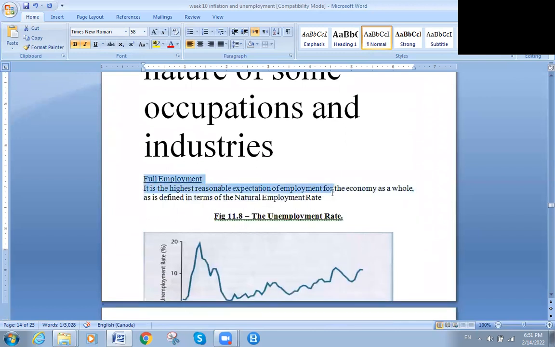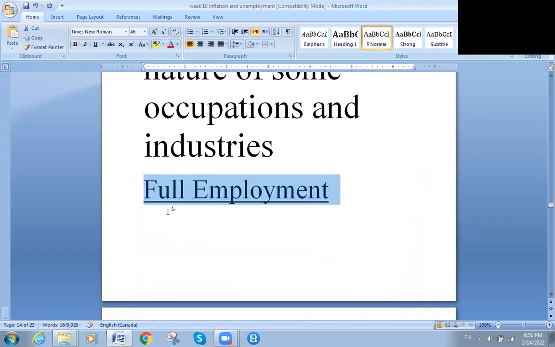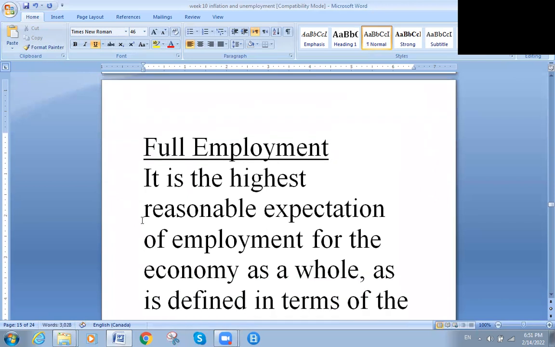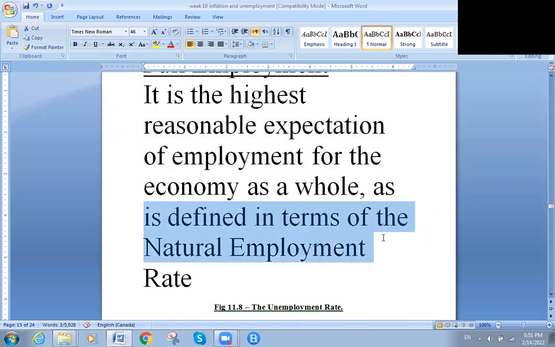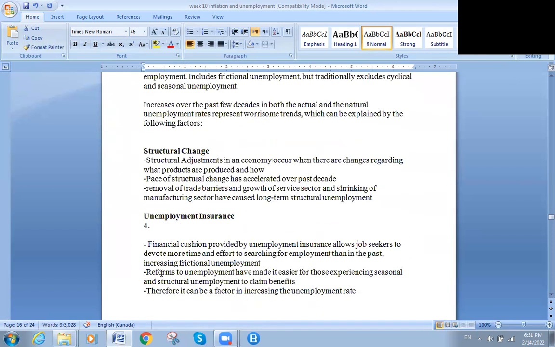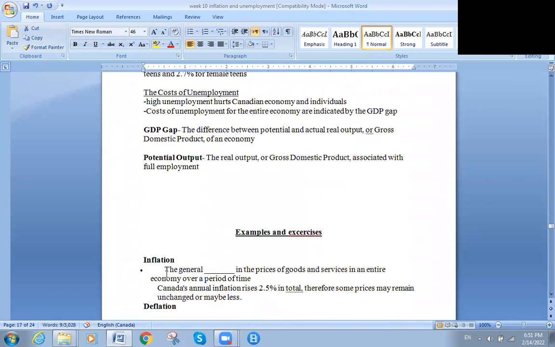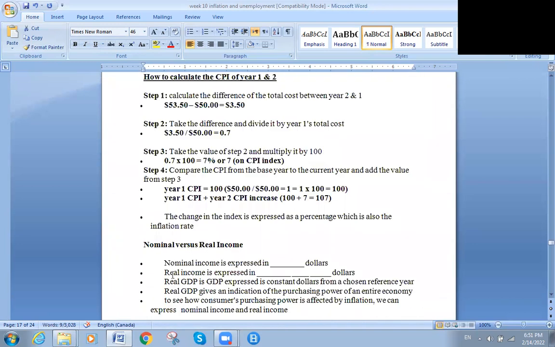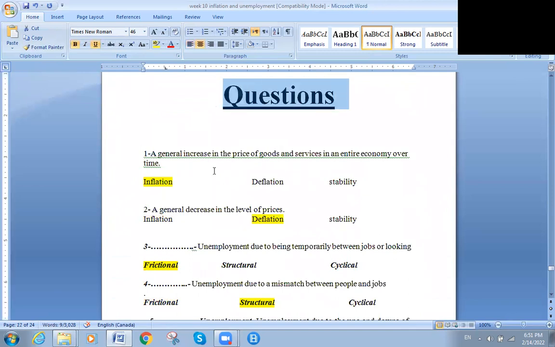Full employment, this is what we want to talk about also. It means the highest reasonable expectation of employment for the economy as a whole, as defined in terms of the natural employment rate. And also we look at the minimum wages and how to calculate the minimum wages. I will go to some questions now, which are very important for these basics.